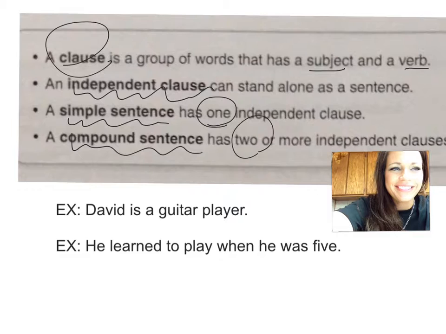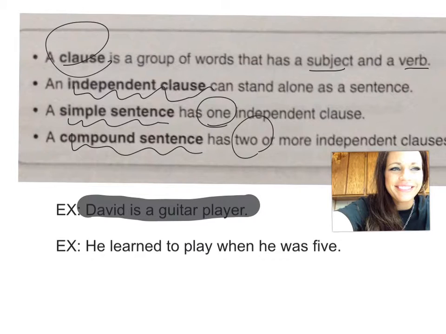Let's take a look at the example below. Okay, David is a guitar player. That is going to be just a clause. There's your subject, David, and the verb is. All right, it stands alone as a sentence. This is a simple sentence.